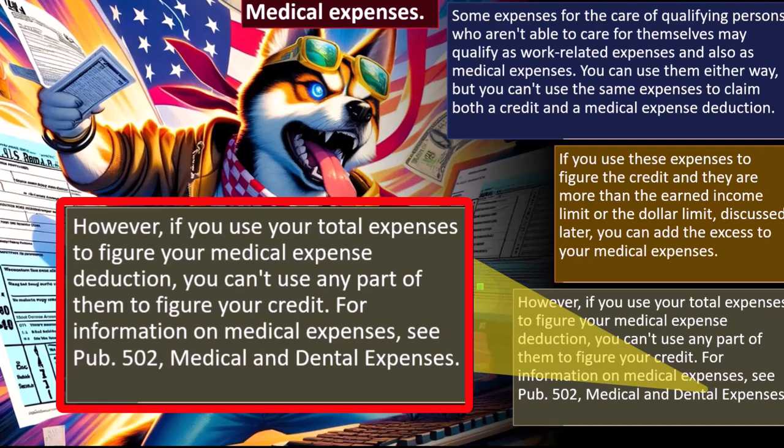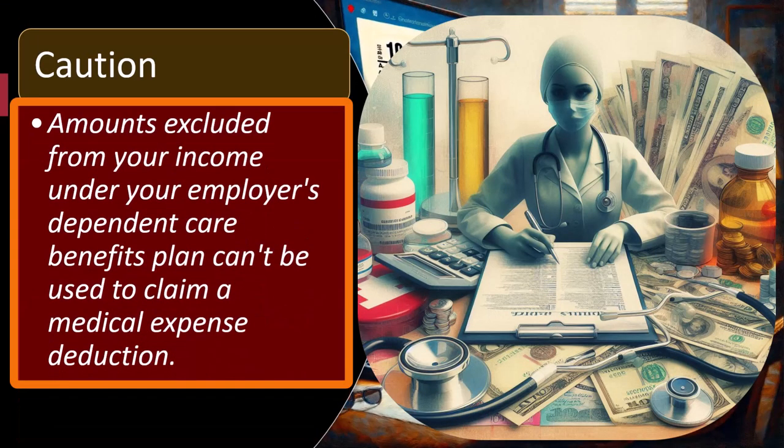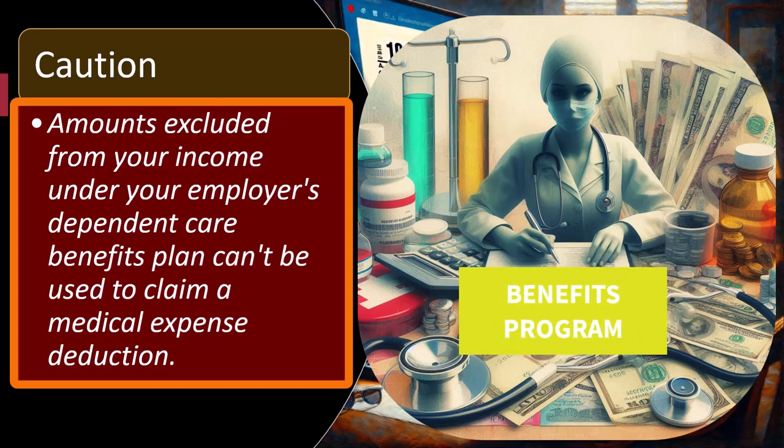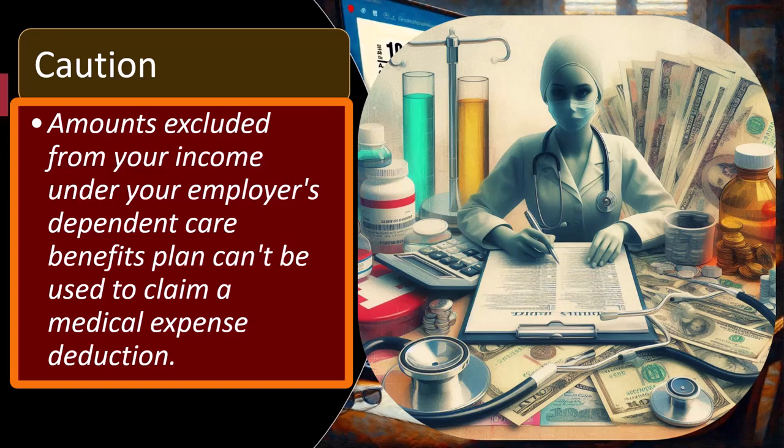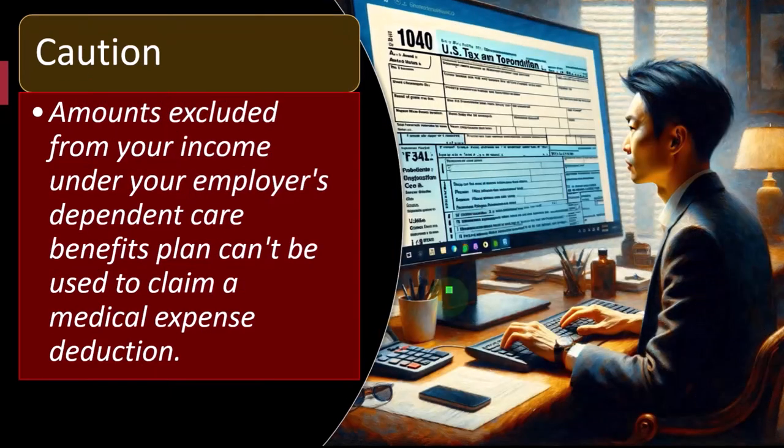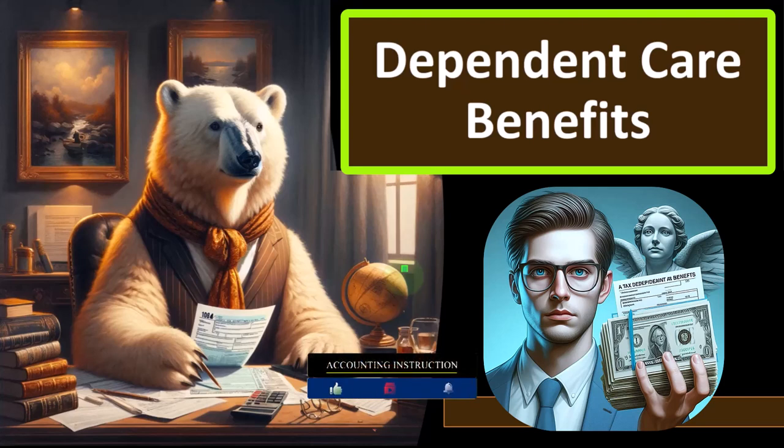For information on medical expenses, you can see Publication 502, Medical and Dental Expenses. Caution: amounts excluded from your income under your employer's dependent care benefit plan can't be used to claim a medical expense deduction. So, similar kind of thing happens here. If you're an employee, then oftentimes the employer might be able to give you a benefit through some kind of benefit program. And the way they do that is to give you a tax benefit that's reflected basically on the W-2, which means if they've already basically given you the deduction, by rather than putting the deduction on 1040, reducing box one of the W-2, then you've already lowered your income and you can't double dip again, would be the general idea, by also taking the deduction when you already got your income lowered because your employer decreased the amount in box one of the W-2, which decreases your income for federal income tax purposes. So even though you actually got the benefit.